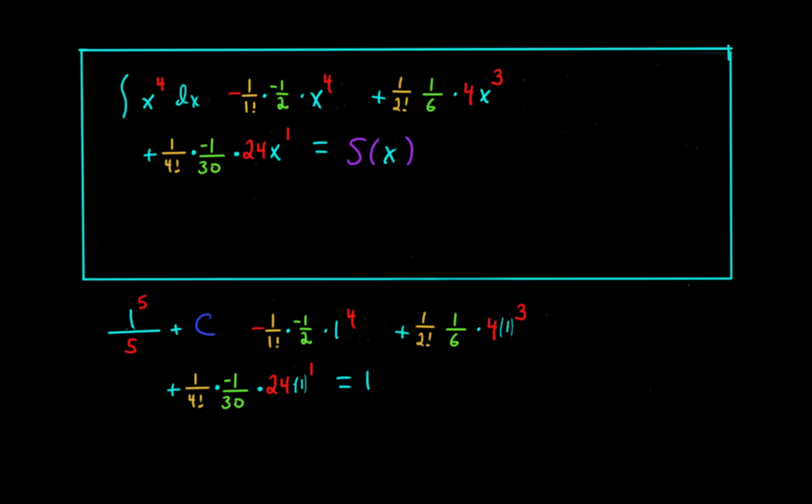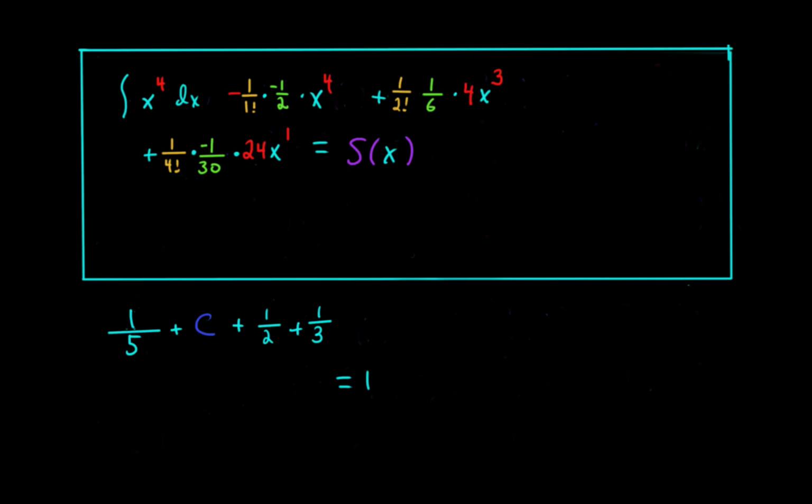Now when we work this out numerically, we get 1/5 plus c plus 1/2 plus, well, 1 over 2 factorial times 1/6 times 4. The 2's there cancel. So this becomes plus 2 over 6, or plus 1/3. And then the 1 over 4 factorial cancels out the 24 there. So that last term equals minus 1 over 30. And this whole thing equals 1. So finding a common denominator here, I have 6 over 30 plus c plus 15 over 30 plus 10 over 30 minus 1 over 30. So I have c plus 30 over 30 equals 1.